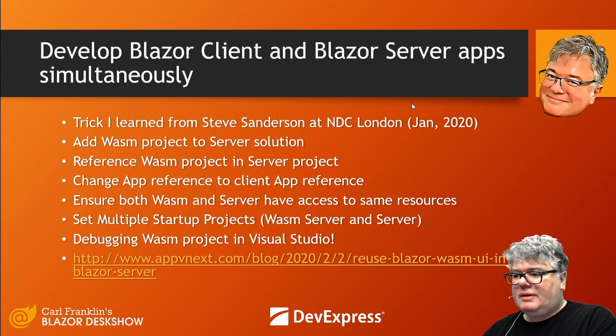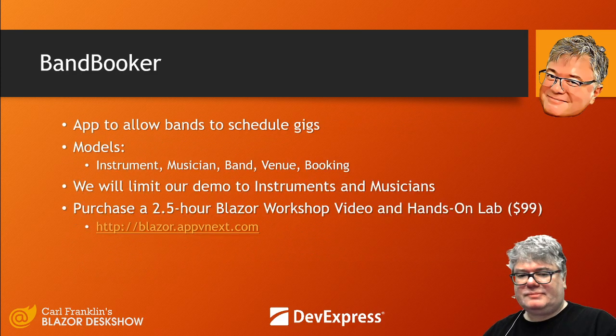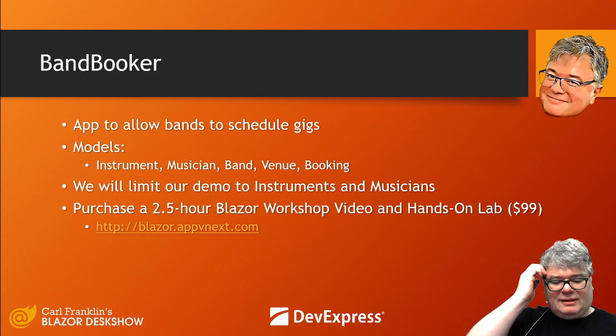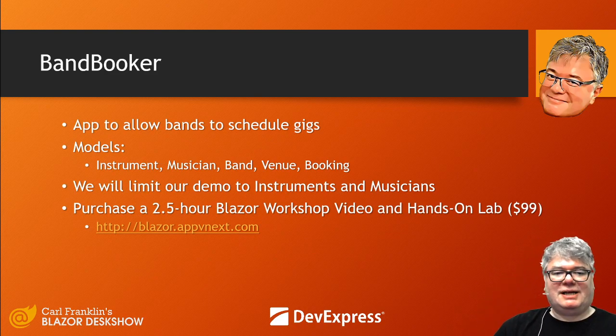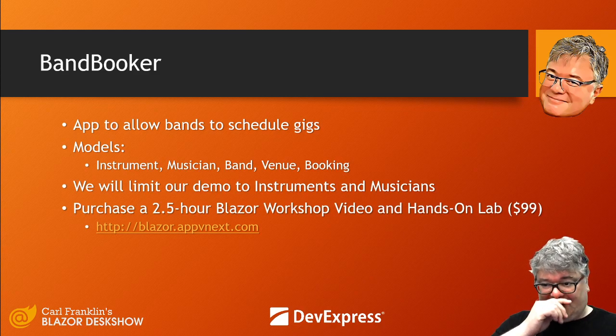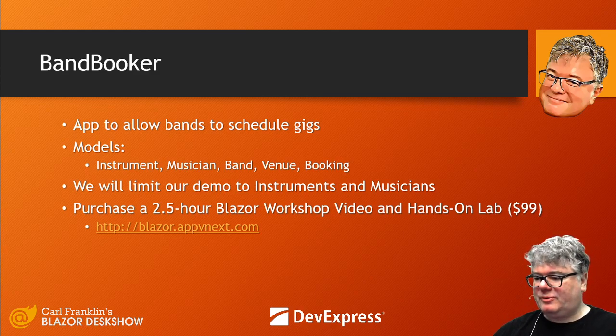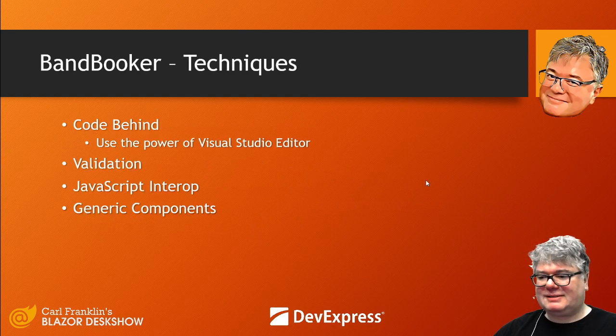Okay, let's continue on with a demo of an application that is completely filled out called Band Booker. And the things that we're going to learn here, I'll come back to this slide, but these are the techniques that I'm going to show you. Code behind, which means we take the code out of the component code block and move it into a real class. Input validation, JavaScript interop, and generic components.